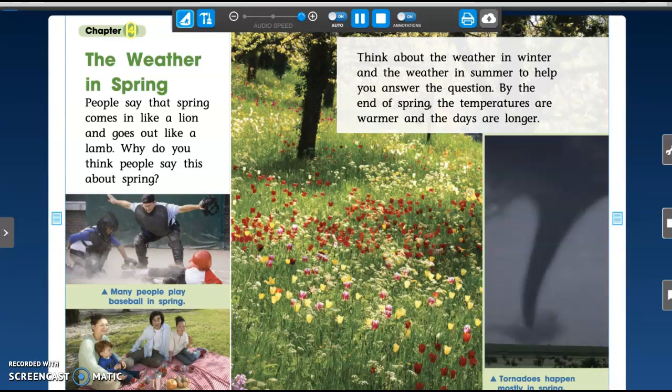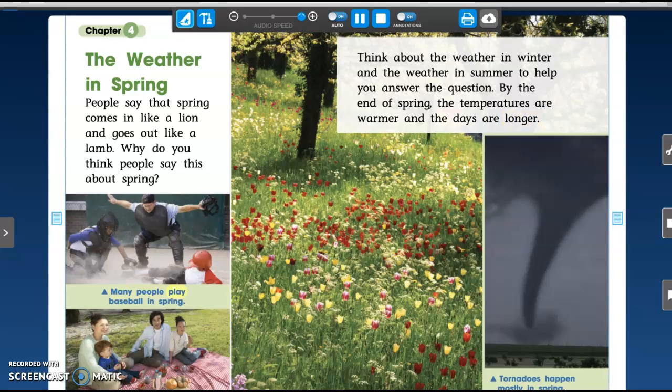Chapter 4. The Weather in Spring. People say that spring comes in like a lion and goes out like a lamb. Why do you think people say this about spring? Think about the weather in winter and the weather in summer to help you answer the question. By the end of spring, the temperatures are warmer and the days are longer.